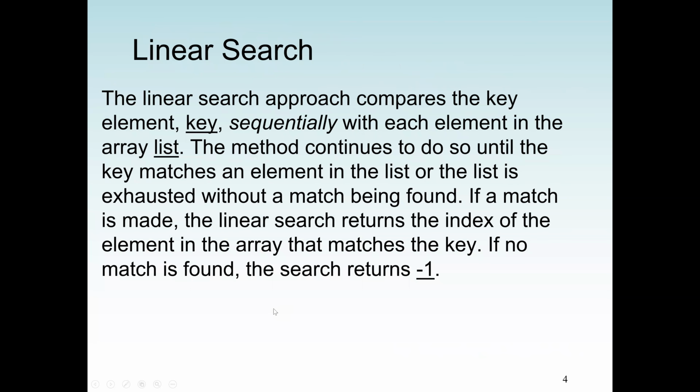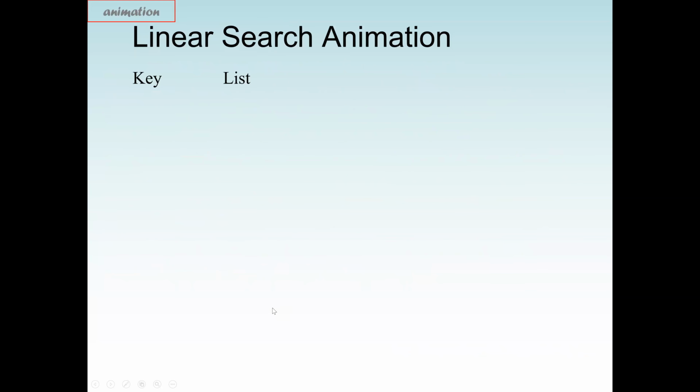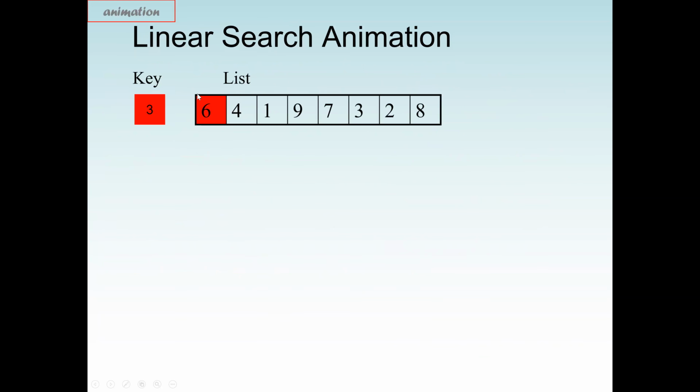Now, the next one, this is the animation. Let's go through this. In this linear search animation, our search key is 3. With the for loop, we compare 3 with the first item. You can see that in linear search, we don't need to sort, because we are going to search from the beginning to the end. Anywhere we see our key, we stop and return the location.